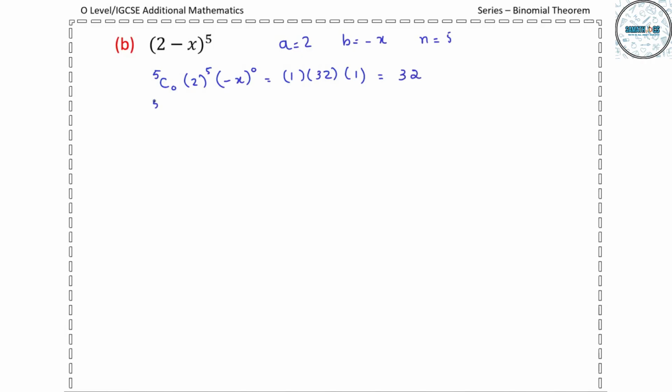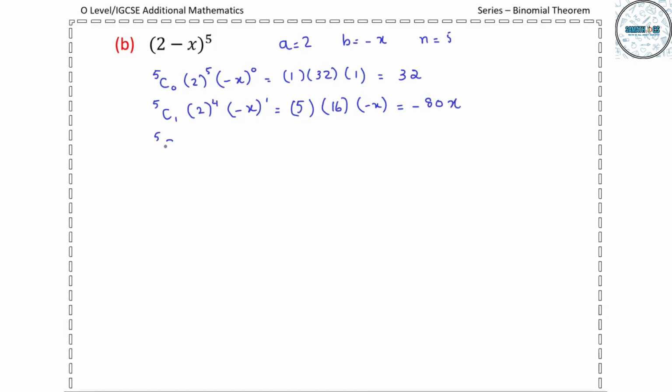For the second term, the value of r is 1, 5C1, 2 power 4, negative x with power 1, which is equal to 5C1 is 5, 2 power 4 is 16, and negative x with power 1 is negative x. So when we multiply 5 by 16 by negative x, we will get negative 80x.